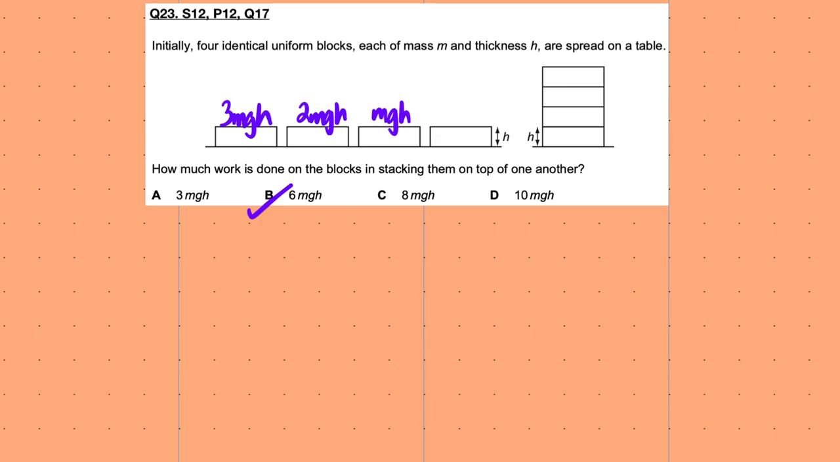So this one had some questions related to GPE. In the next video, we will be moving on to kinetic energy and how that formula works and how questions related to that idea are asked.